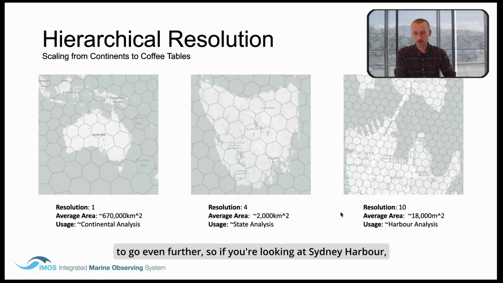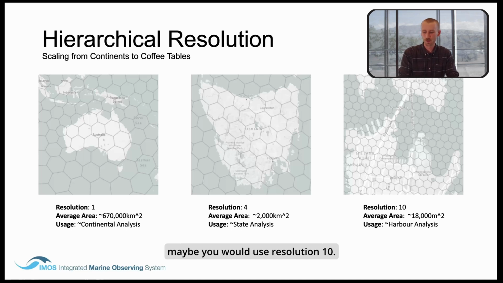And once again, if you wanted to go even further, so if you're looking at Sydney Harbour, maybe you would use resolution 10. So the average area of these has gone down to the meter squared territory rather than kilometers. And we can see that we can scale up and down the resolution based on the analysis we want to do.